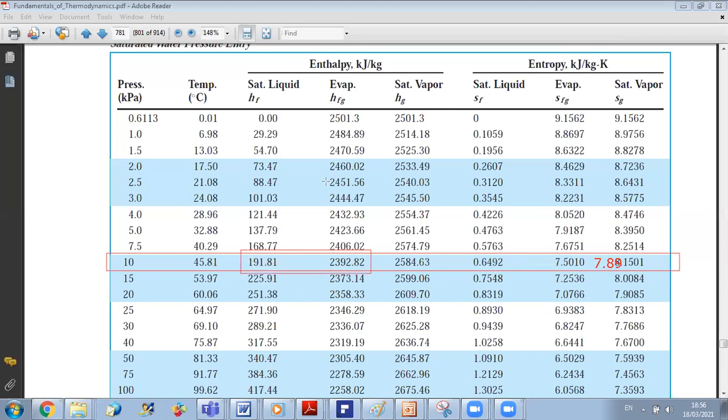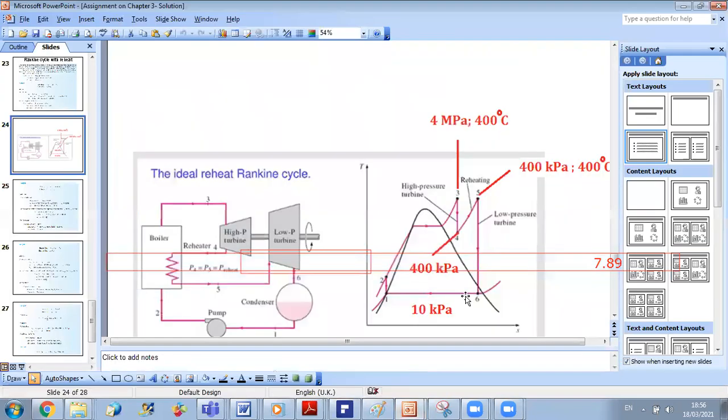191.81 for HF and 2392.82 for HFG. So H at point 6 will be 191.81 plus X times 2392.8. Okay, and once I get these values, I have H at point 6. Now I can move to the other point.